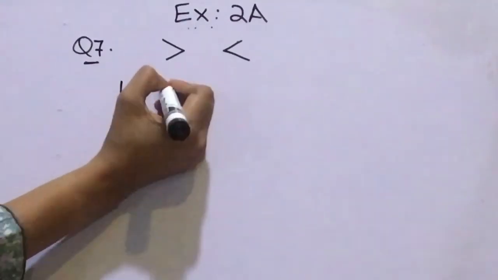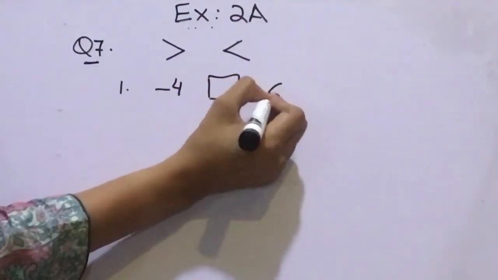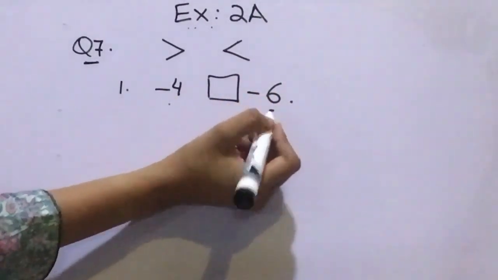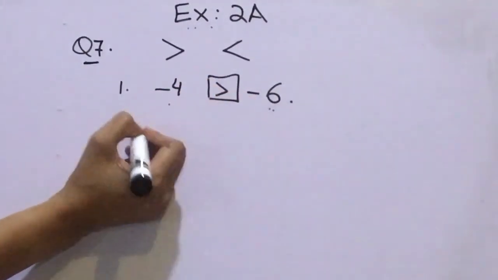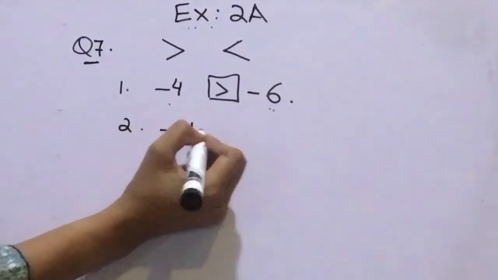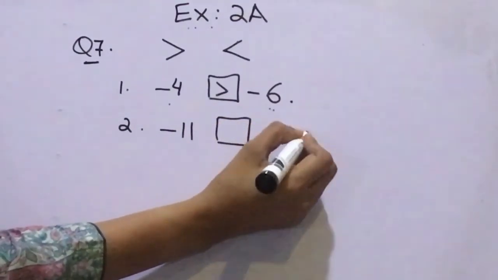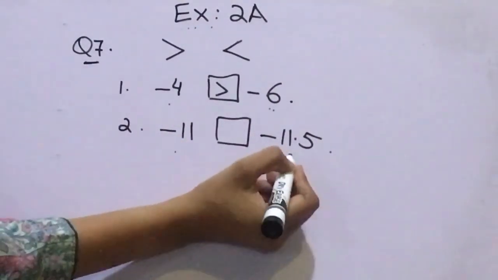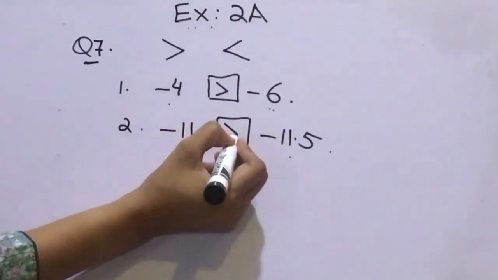Number 1 is -4 and -6. Both are negative integers or negative numbers. So -4 is greater than -6. Number 2, -11 and -11.5. Again, a negative number and a negative number. So -11 is greater than -11.5.